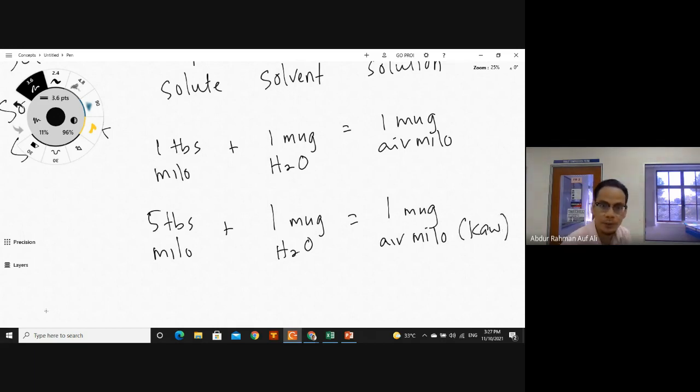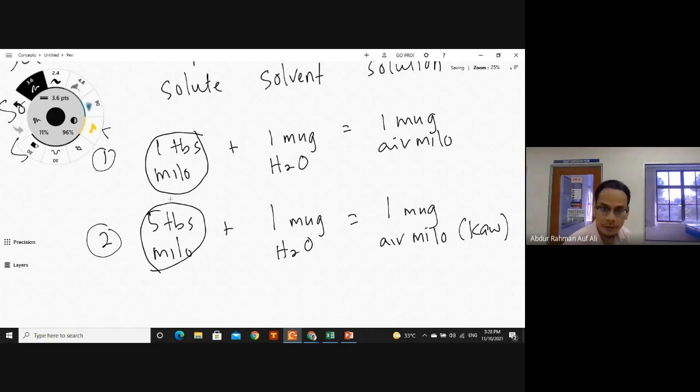So the difference between these two, okay, this is solution number 1 and this is solution number 2. The difference between solution, air Milo number 1 dengan air Milo number 2 adalah the amount of solute. This one has 5 tablespoons of Milo powder. This one has only 1.